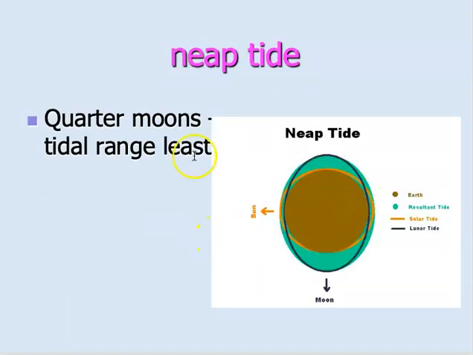Also twice a month, during the quarter moons, we have extra boring tides. You wouldn't even notice much difference between high tide and low tide if you were hanging out at the beach that day. These are called neap tides.